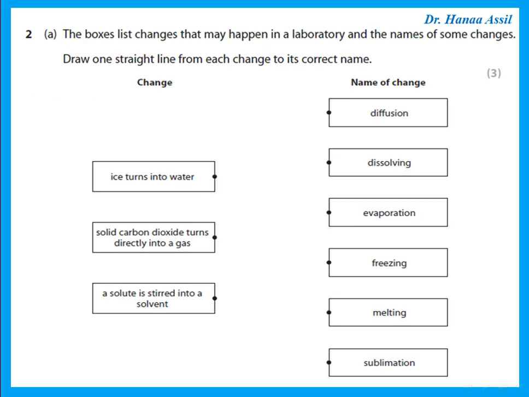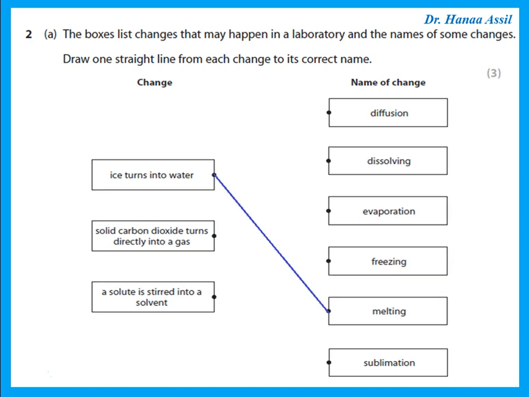Okay, question 2 says the boxes list changes that may happen in a laboratory and the names of some changes. Draw one straight line from each change to its correct name. So if ice turns into water, what is that called? Ice is the solid form, water is the liquid form. So from solid to liquid, that is melting.